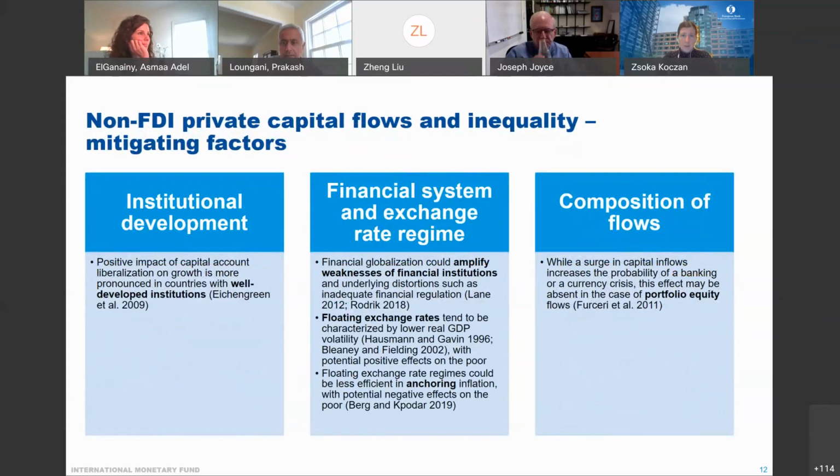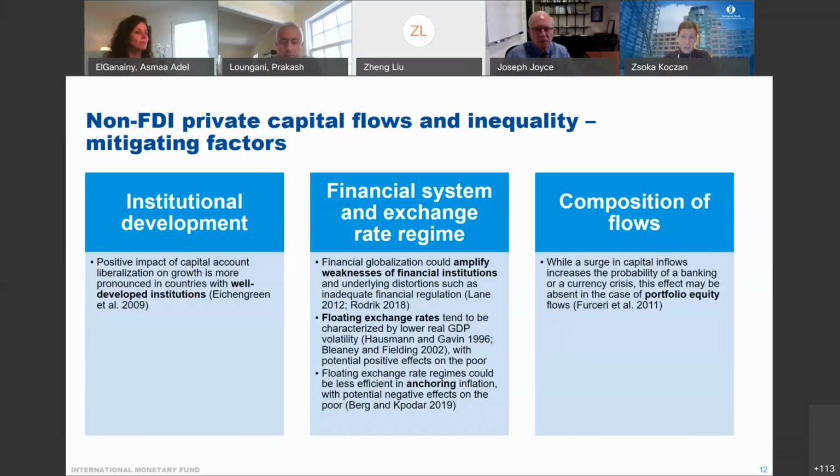However, as with FDI flows, the effects of these flows on inequality will depend very much on country circumstances, as well as on the composition of flows. So benefits tend to be larger in countries with well-developed institutions. In contrast, financial globalization could amplify pre-existing weaknesses in the financial system, could exacerbate underlying distortions. With exchange rates, the results could be theoretically ambiguous, and floating exchange rates could act as a buffer that help mitigate the growth volatility that would be particularly harmful to the poor.